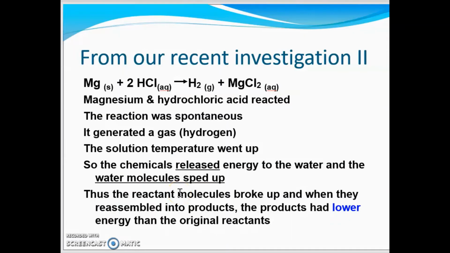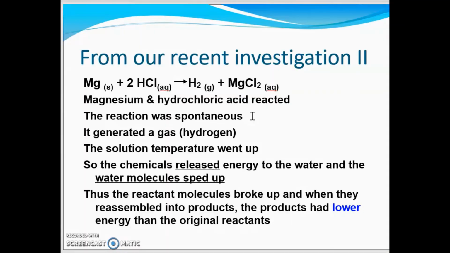So in part 2 of the experiment, we reacted solid magnesium with hydrochloric acid to form hydrogen gas and magnesium chloride solution. And again, this reaction was spontaneous. It started as soon as I put the reactants together. And it again generated a gas. And in this case, it generated hydrogen gas.